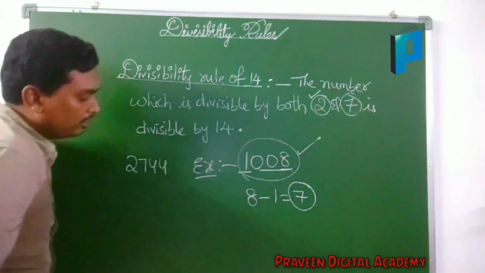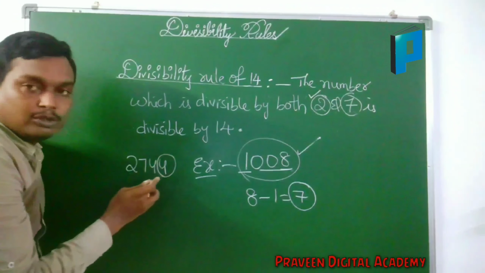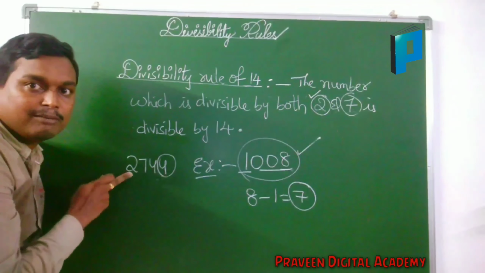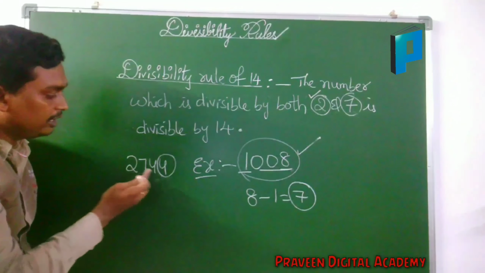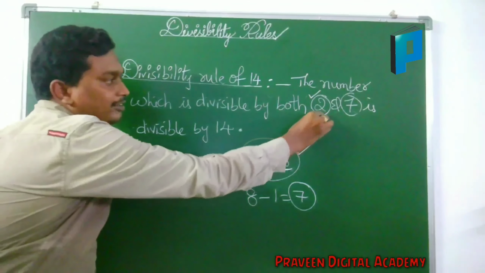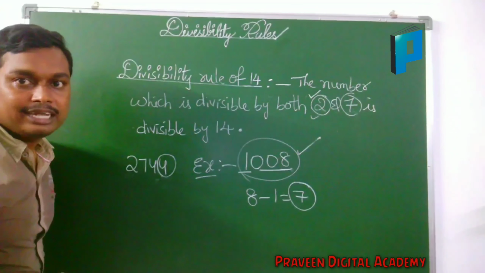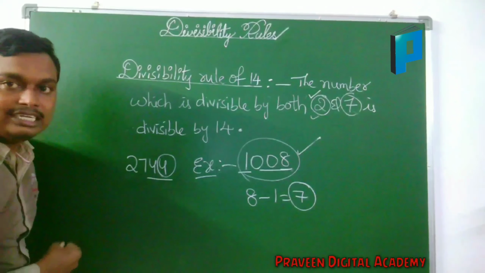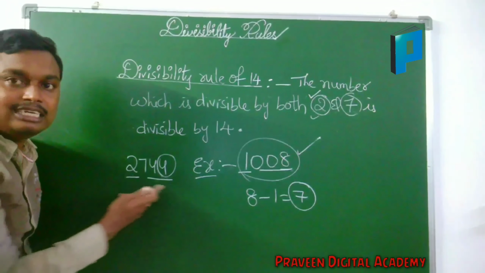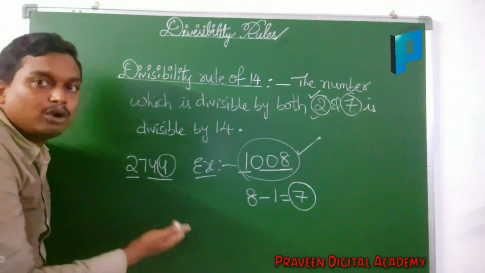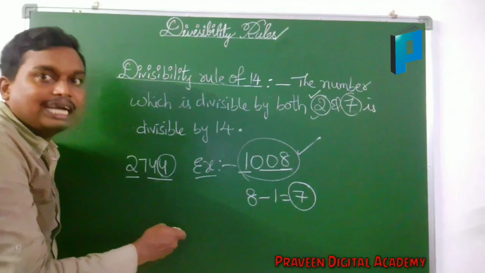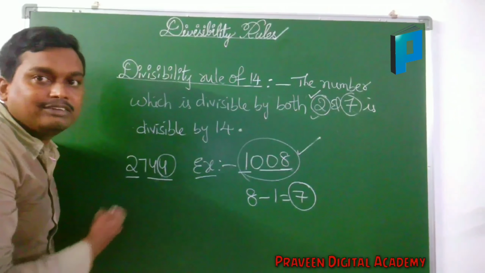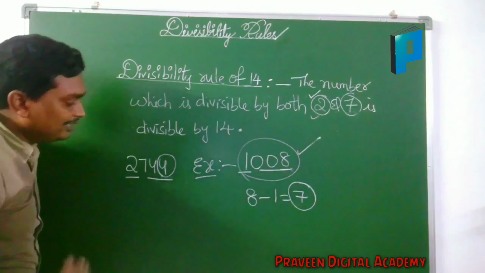What is the divisibility rule of 2? You have to check the units place. If it is 0, 2, 4, 6, 8, then the total number is divisible by 2. Here you are having 4, so it is divisible by 2. And what is the divisibility rule of 7? Here the last 3 digits and the rest are subtracted. After that, whatever answer we get, if that is divisible by 7, then only the total number is divisible by 14.